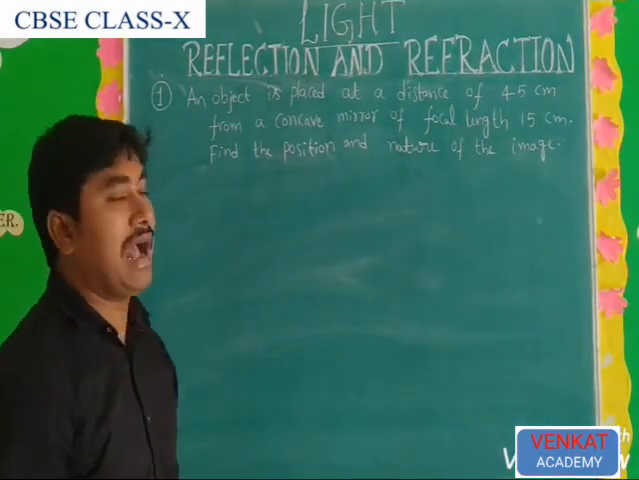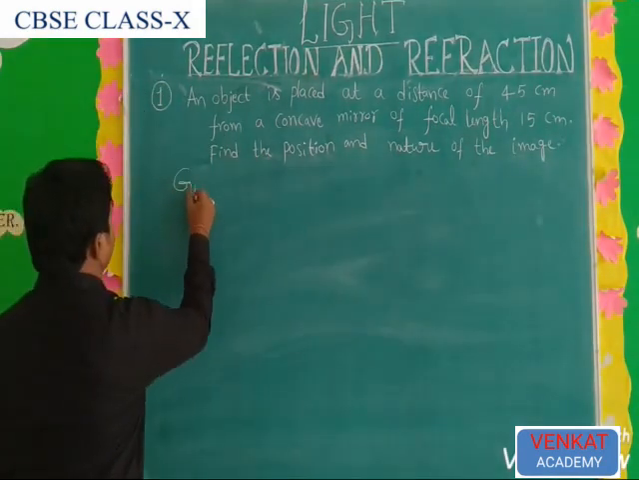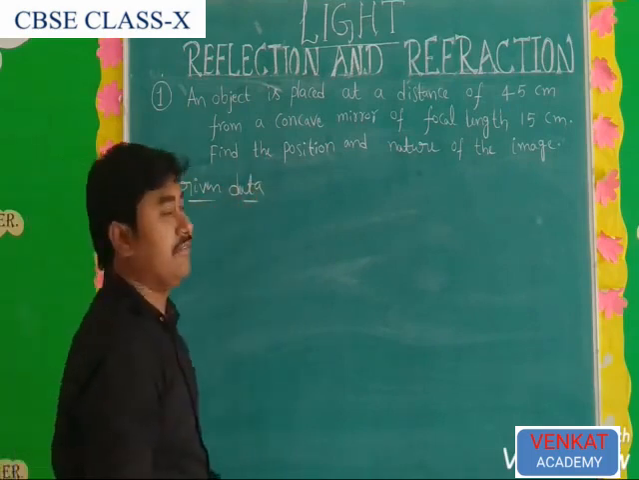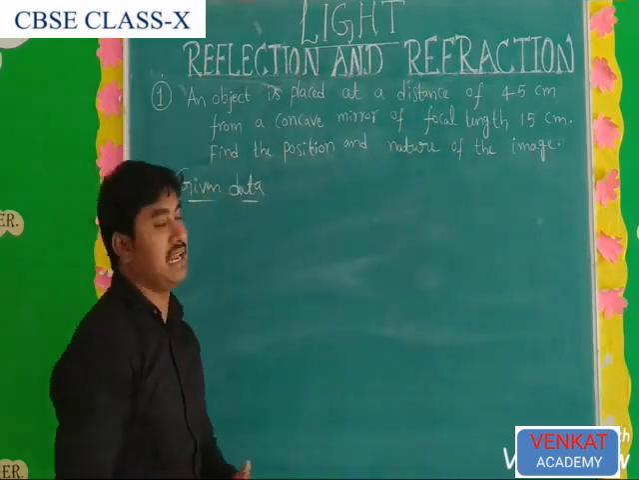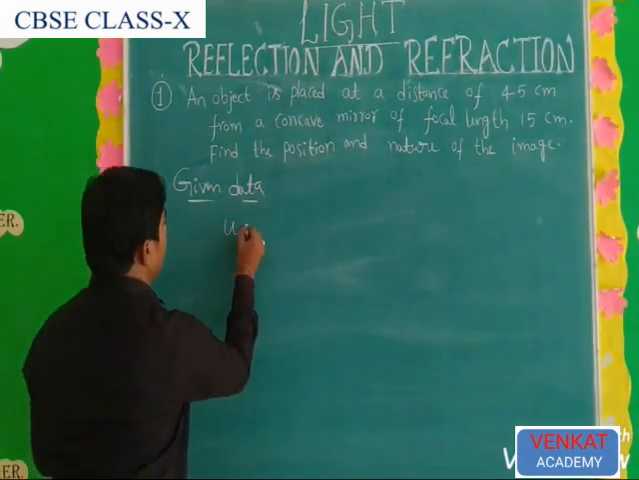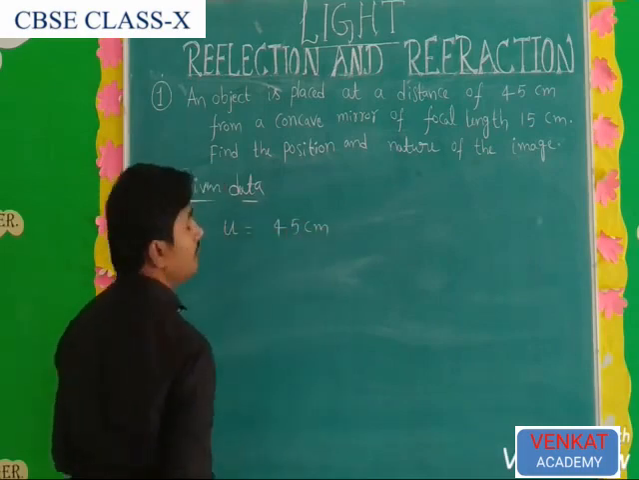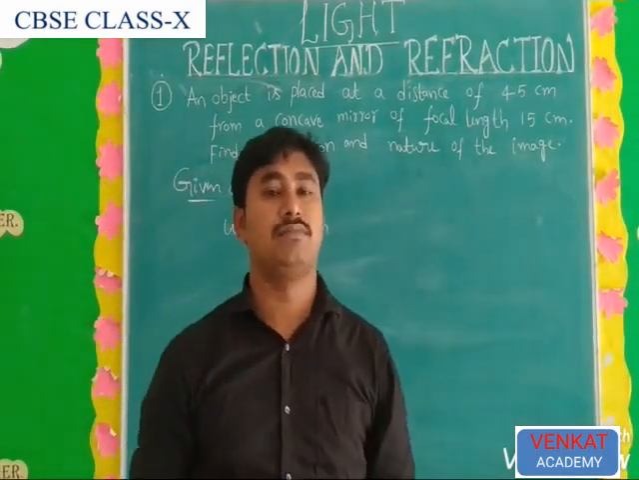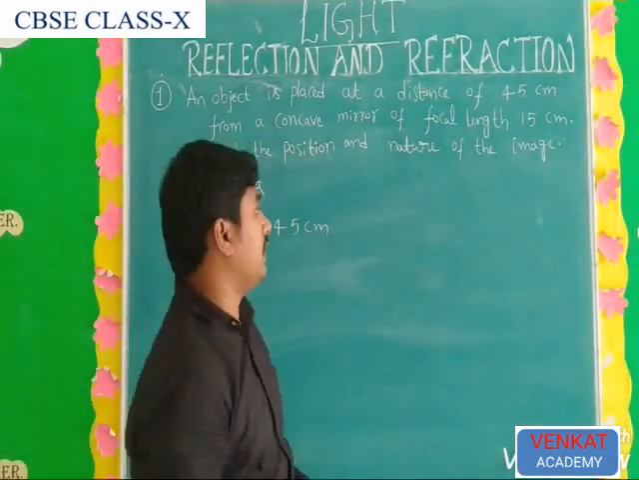First of all we have to write the given data. So what is the given data? The distance of the object, as I explained in the last class, is represented by u. So u is equal to 45 centimeters. Here, is the object distance positive or negative? Already in the last class I explained the sign convention. Once again, remember that.